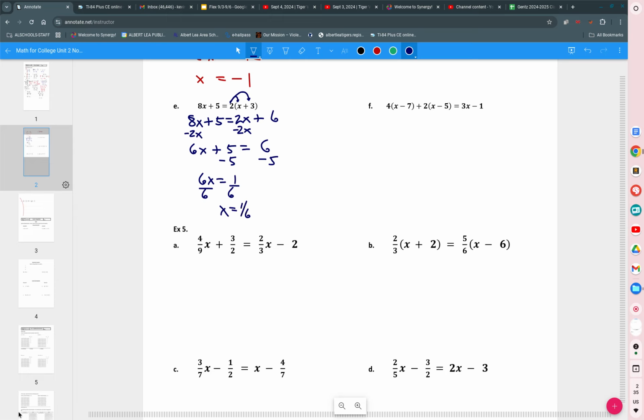Now we talked before that if you would like to check your answer, simply plug it back in, it should work within the equation. A little bit tougher to plug in 1/6, isn't it? Yeah, tough to do that. Some people may not choose to do that. Letter F, I have to distribute two parts here. I have to distribute the 4, and then I have to distribute the 2. So we get 4x minus 28 is equal to 2x minus, plus 2x minus 10 is equal to 3x minus 1.